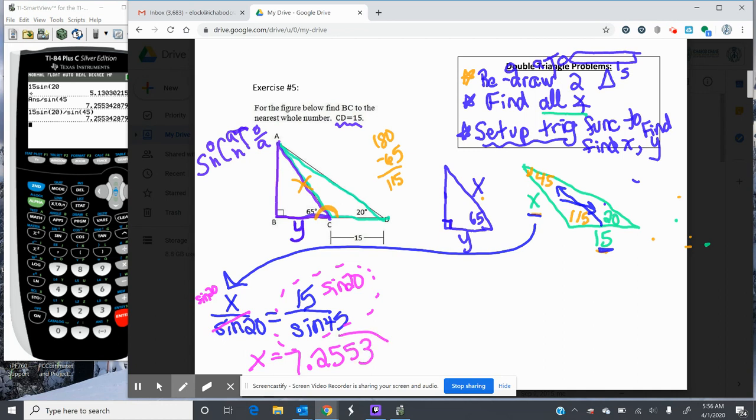So here we get 7.2553. Now it's important to keep 4 decimals here because this is only part of our answer. We need that x value here in our right triangle. So we can't round this yet. If we round here, this value of y is going to be affected. So we're going to keep our 4 decimal places. I know it's kind of a pain, but you're actually going to see it's not that bad if you're typing in one thing to the next.